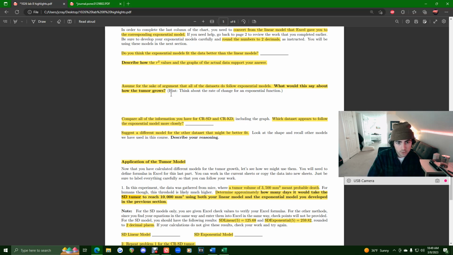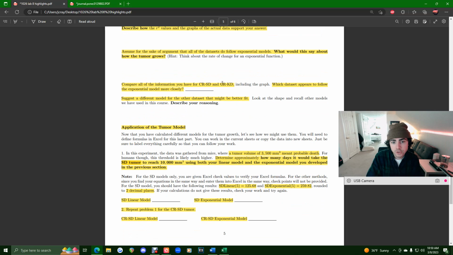Yeah, and so I think the idea is that because the exponential model fits all of them better, typically tumors do grow exponentially, and that's why you'd want to stop them before they start growing out of control, because once they start growing out of control, it's game over.